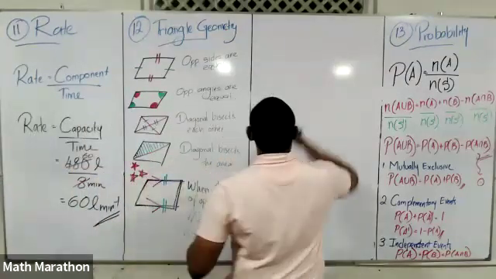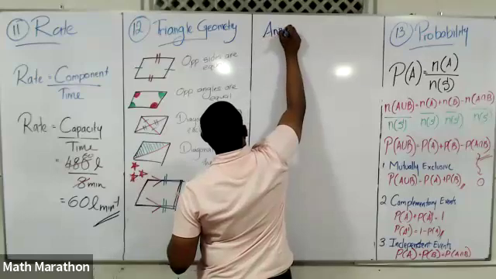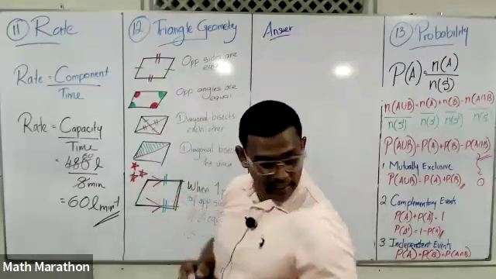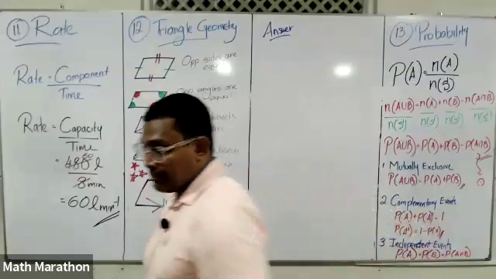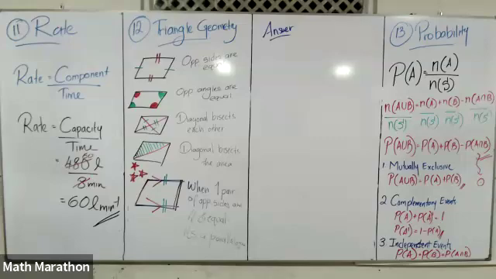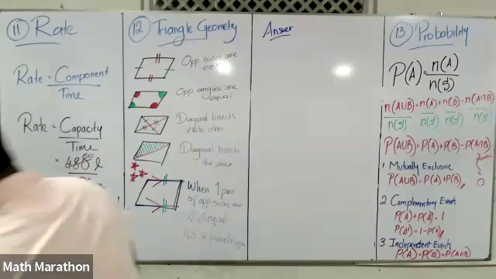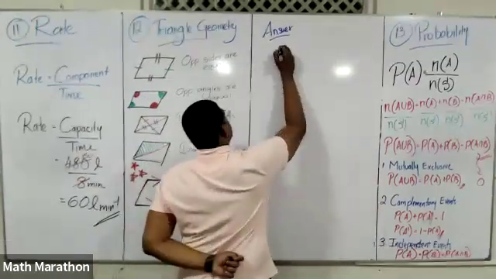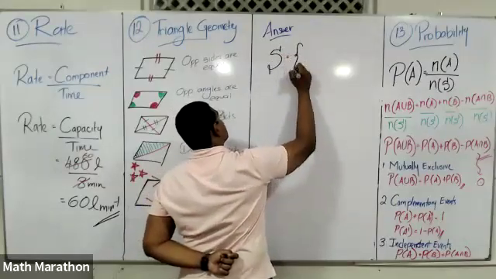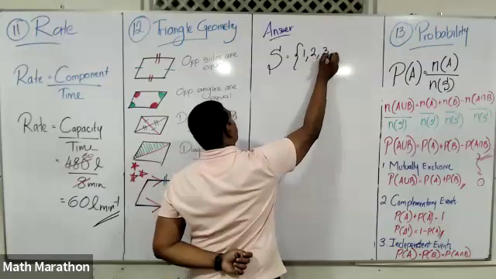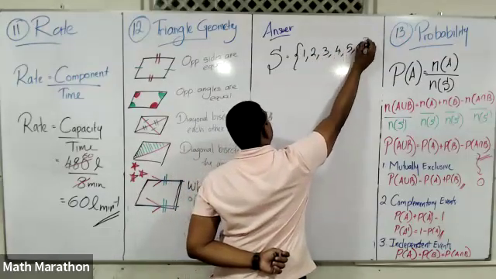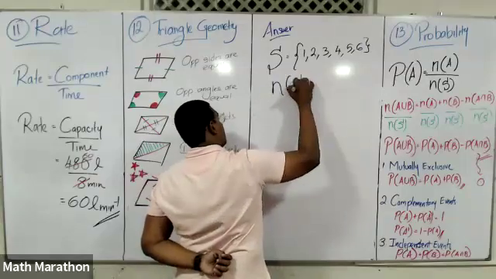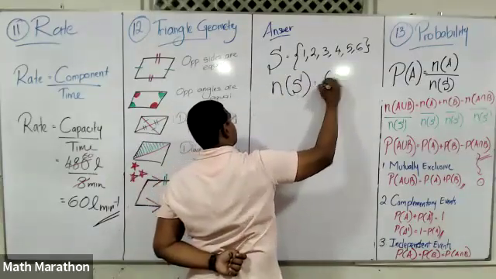So the answer for the question: what are they talking about? Find the probability of getting either a multiple of 2 or a multiple of 3 when a fair die, its sides numbered from 1 to 6, is rolled. So what is the total number of outcomes we have? I can get 1, 2, 3, 4, 5, 6. The total number of outcomes in the sample space is 6.